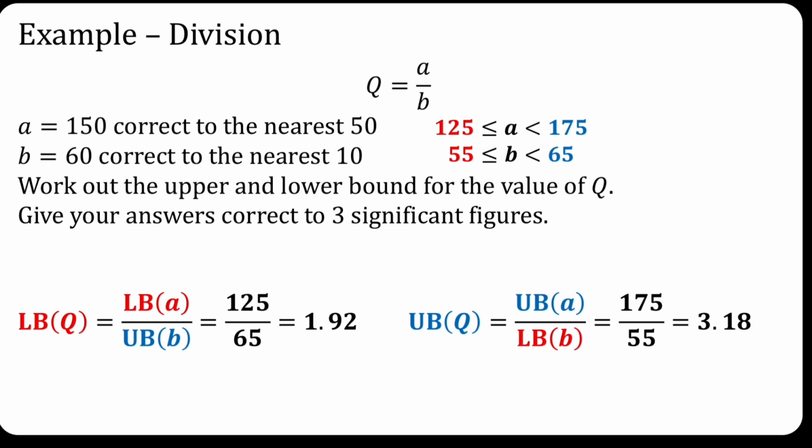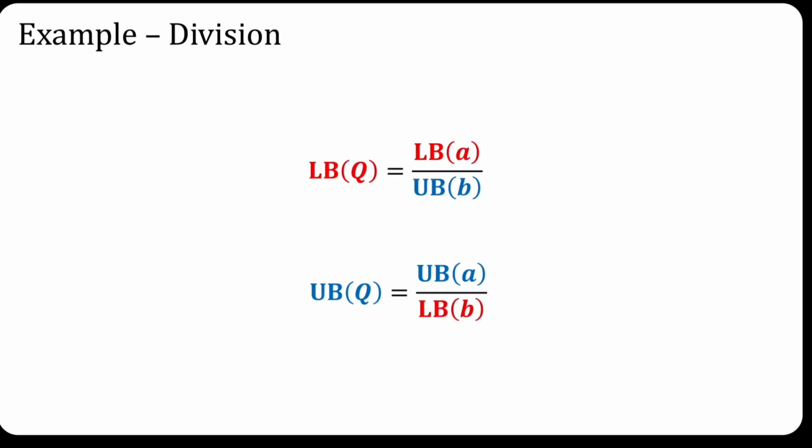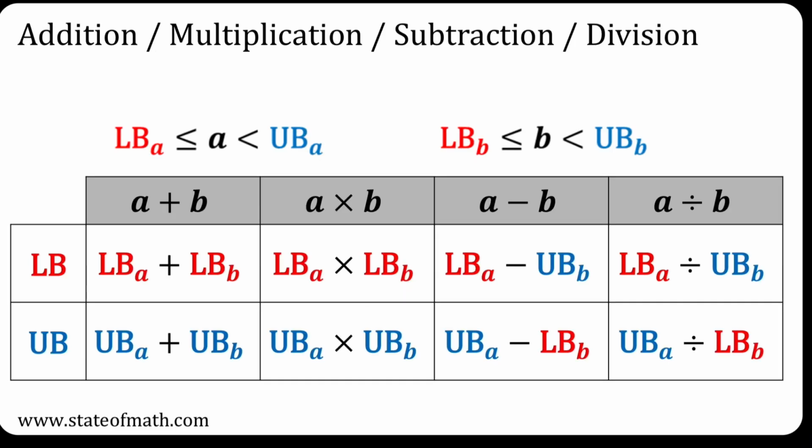To find the largest possible amount per person, we do the opposite. The total money must be largest and the number of people must be smallest. So we take the largest value of A and divide by the smallest value of B. So 175 divided by 55 is equal to 3.18, correct to three significant figures. Here is the key idea for division. To find the lower bound of a quotient, take the lower bound of A and divide by the upper bound of B. To find the upper bound of the quotient, take the upper bound of A and divide by the lower bound of B. This table summarizes everything.